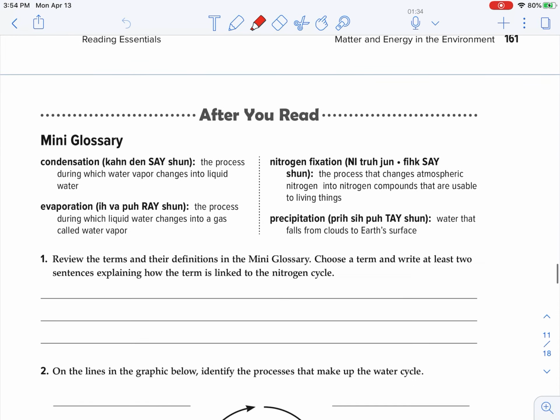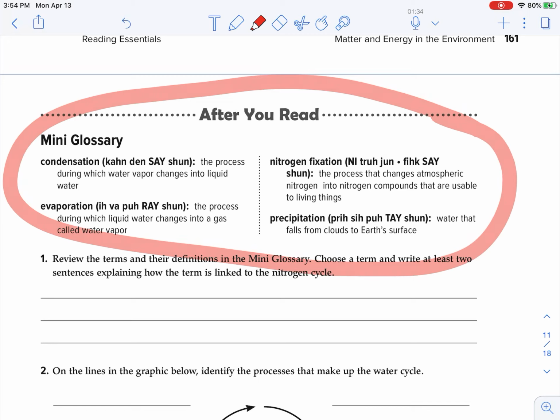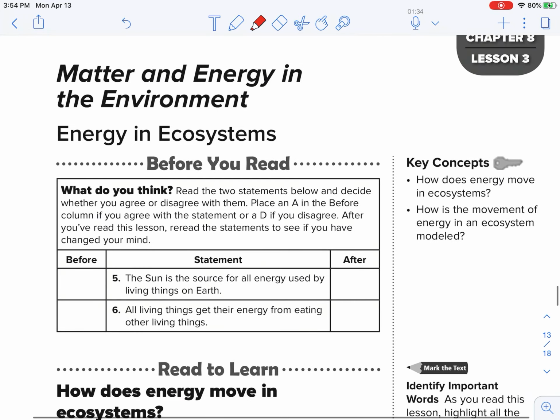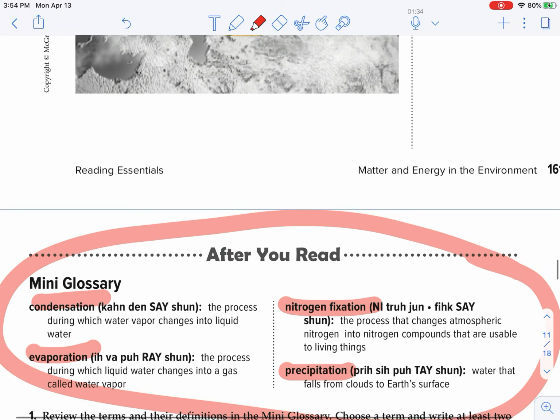If you continue to scroll, you'll see here is the information that you need for your vocab assignment. Evaporation, condensation, precipitation goes with the water cycle. Nitrogen fixation goes with the nitrogen cycle. So then that ends lesson 2, and we will pick up lesson 3 next week.